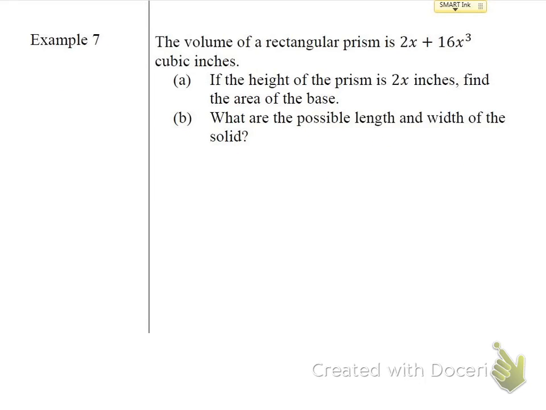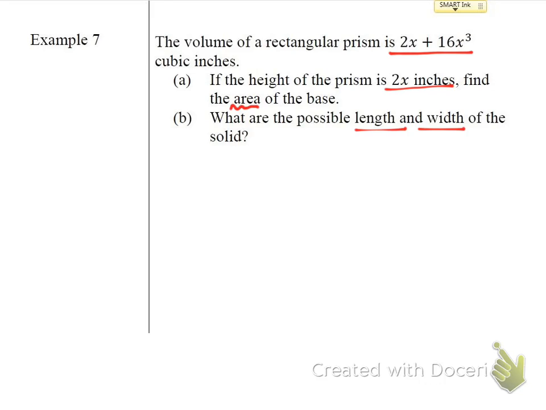Example 7 is exactly like the last example that we did yesterday. The only thing that's different is the volume that I give you is a little bit different. So let's read the problem. The volume of a rectangular prism is 2x plus 16 plus x cubed cubic inches. Part A, I want to know if the height is 2x inches, find the area of the base. And part B, I want to know what are a possible length and width of the solid.